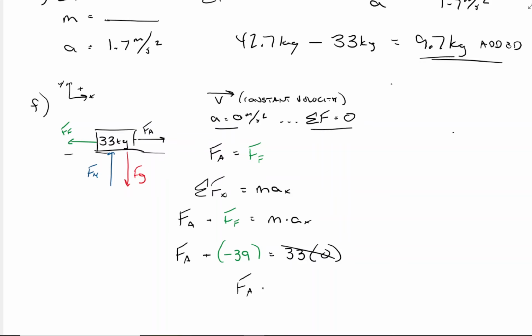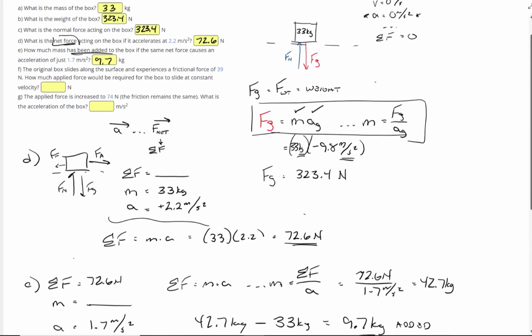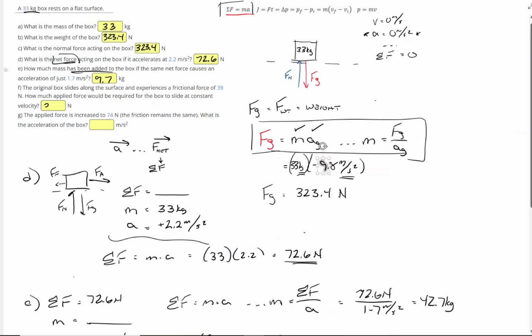And you get that the applied force must be positive 39 newtons. Well, of course, that's what our free body diagram says. So again, in this case, we didn't need to truly calculate that, but I'm showing you mathematically how we get to that value, right? Those two forces have to cancel each other out. So I know that in this case, you must have an applied force of 39 newtons to balance the friction force because it's at constant velocity.